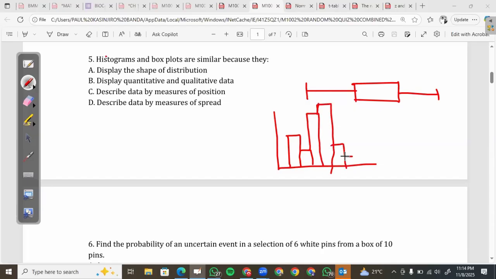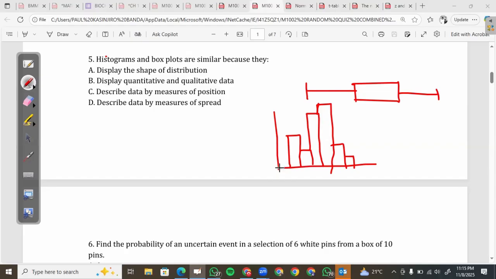Okay, so that is the histogram there. Now they're saying these two are similar because what you get from the histogram and the box plot is the distribution. How is the data that you've been given distributed? Is it skewed to the right, skewed to the left, or symmetric? That's what they show us.